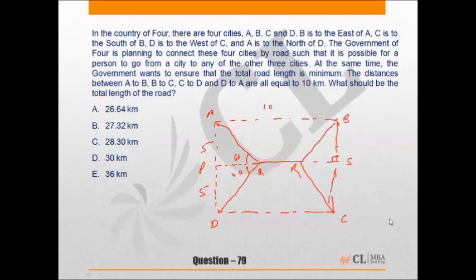In the country of 4, there are 4 cities: A, B, C and D. B is to the east of A, C is to the south of B, and D is to the west of C, and A is to the north of D, as it is shown in the figure. The government of 4 is planning to connect these 4 cities by roads such that it is possible for a person to go from a city to any of the other 3 cities. At the same time, the government wants to ensure that the total length of the roads is minimum. It is also known that the distances between AB, BC, CD and DA are all equal to 10 km.